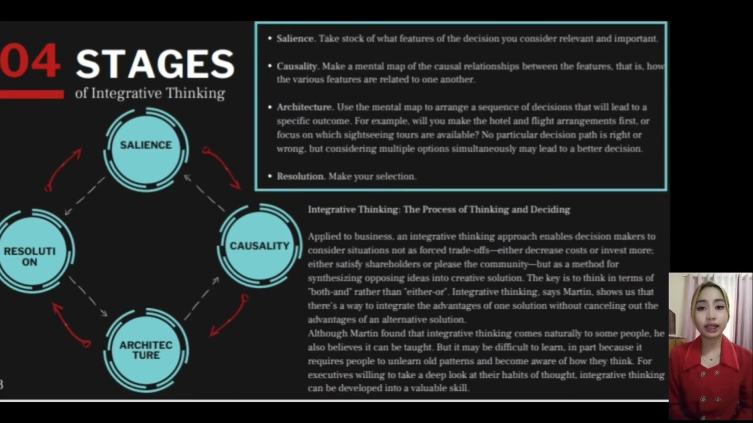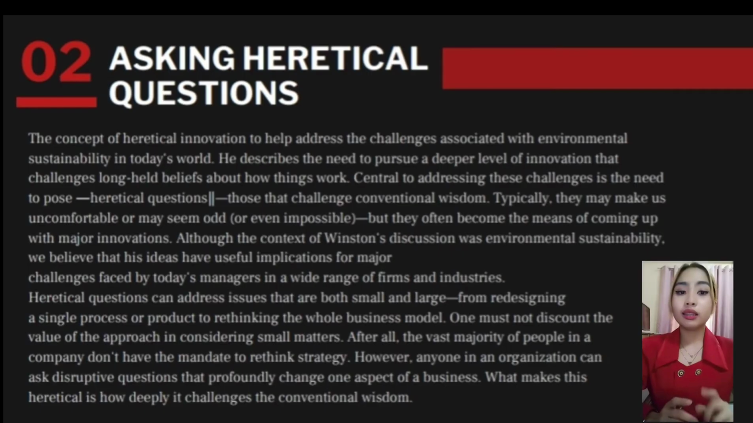Third one is architecture. You created a mental map a while ago, right? Well, you will use this mental map to create a sequence of decisions that will lead to a specific outcome. Next is resolution. Make your decision. And if you are not yet satisfied with the decision that you came up with, you can go back to the cycle or the stages again to create a new one that you think will be more efficient for you and the organization. The next one is the concept of asking rhetorical questions.